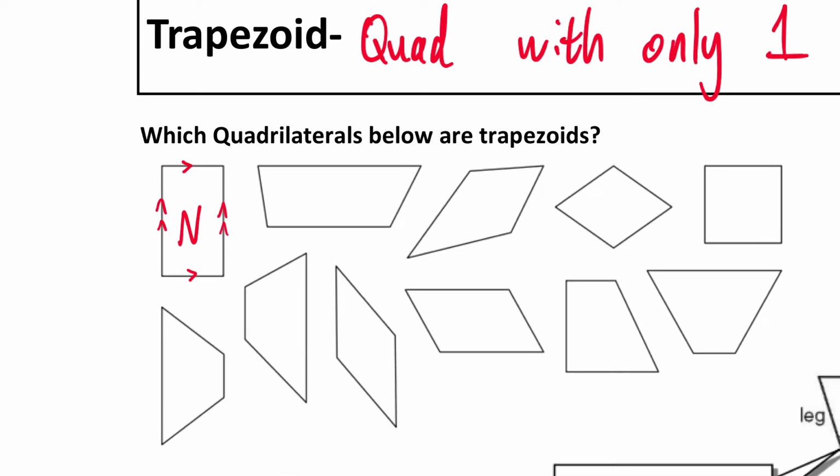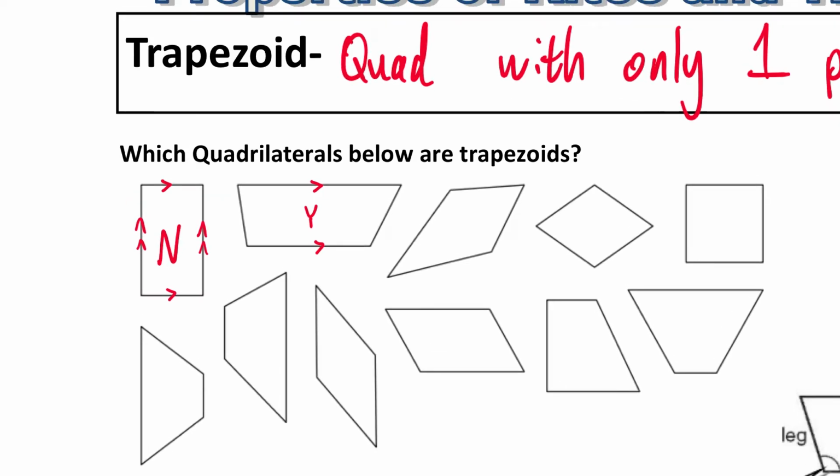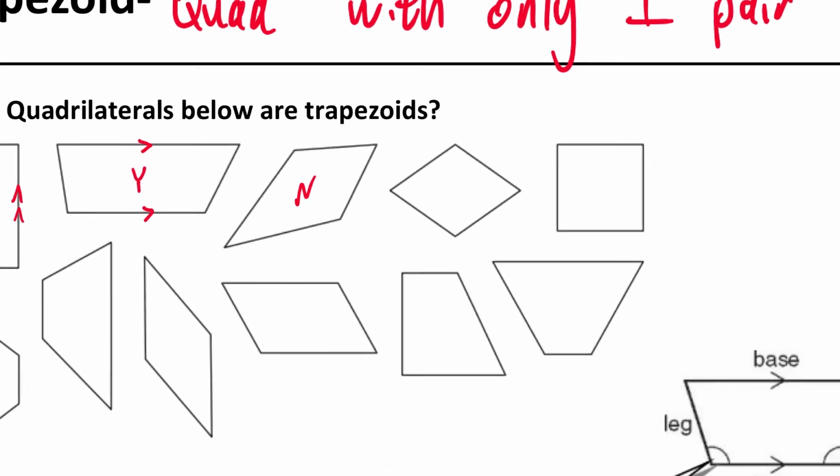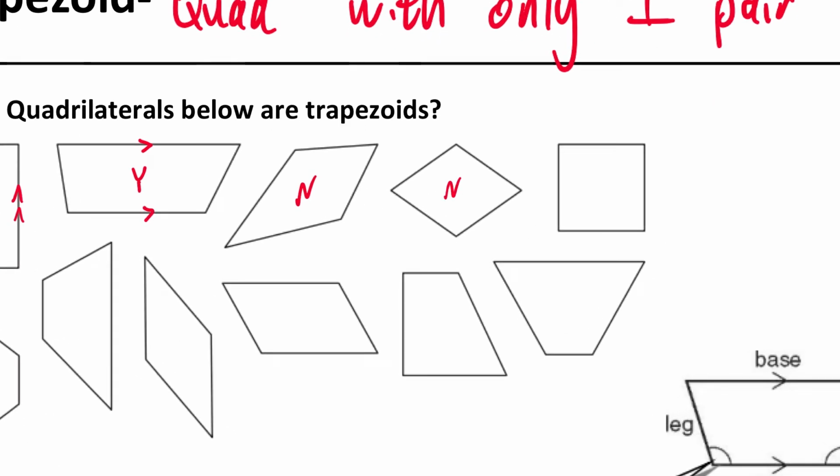What about the second one? Yes, because this side's parallel to this one. The other two sides are not parallel. What about that next one? No, because this side's not parallel to this one, and this one's not parallel to this one. What about the next one? No, because this is parallel to this, and this is parallel to this. What about this one? No, it has two pair of parallel sides.